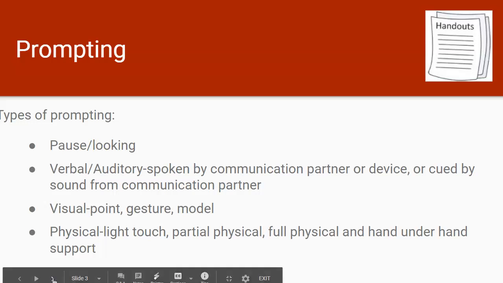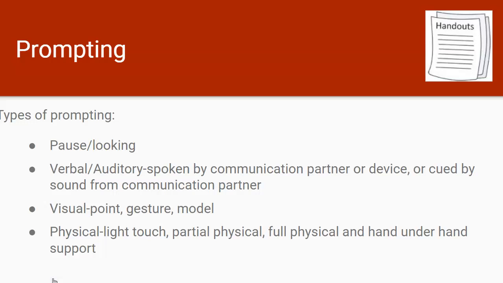Prompting. There are different types of prompting. Some of those could look like pausing or looking. They could be verbal prompts, auditory. They could be speaking to your communication partner or using their device. They could be using a cue. It could be visually pointing or gesturing. It could be modeling. It could be a light physical touch, a partial physical prompt, a full physical prompt, or hand-over-hand support.